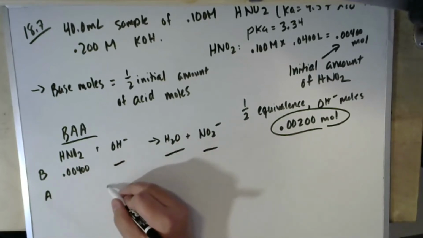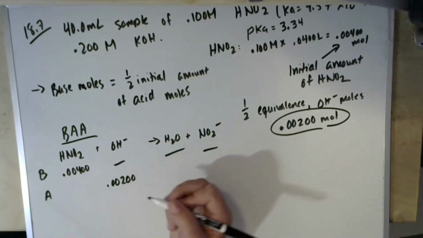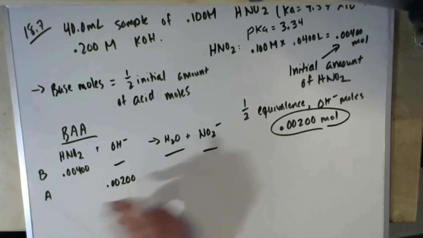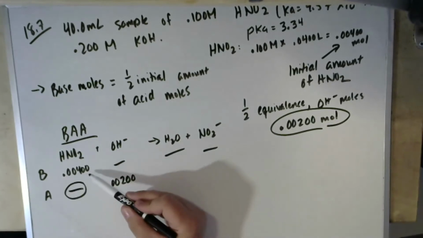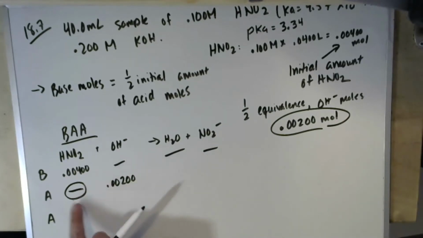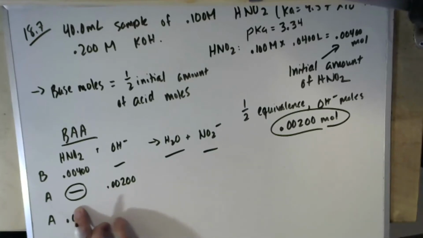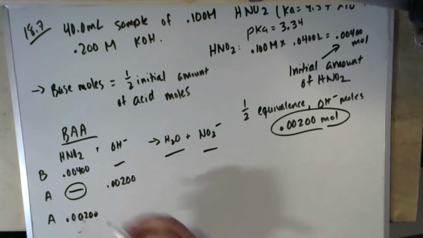And we're adding 0.00200 moles of OH minus. Okay, so what's going to happen? We're going to use up some of the HNO2. And when we do that, we're going to be left with 0.004 minus 0.002 moles of our nitrous acid.